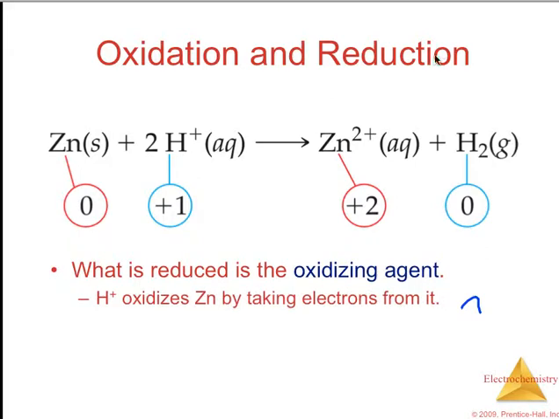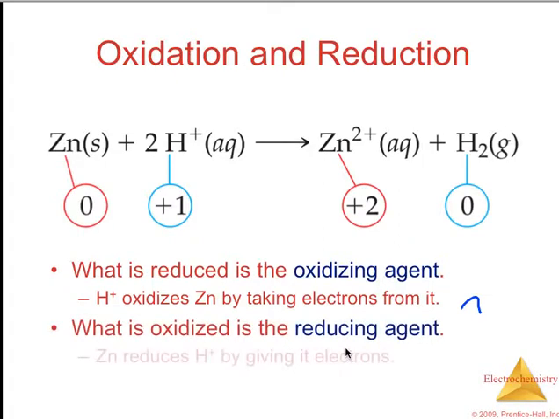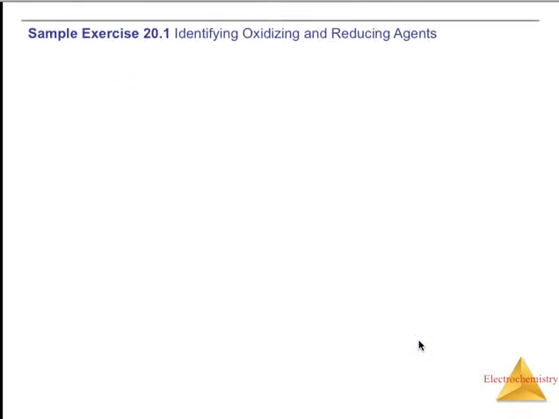Here's something that is just a memorization thing. What is being reduced is called the oxidizing agent. So the hydronium ion oxidizes zinc by taking electrons from it. What is oxidized is known as the reducing agent. So zinc reduces hydrogen, the hydronium ion, by giving it electrons. That's just memorizing things. We looked at the examples in class.